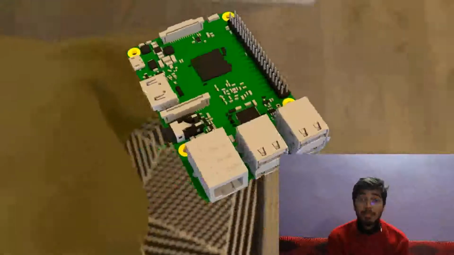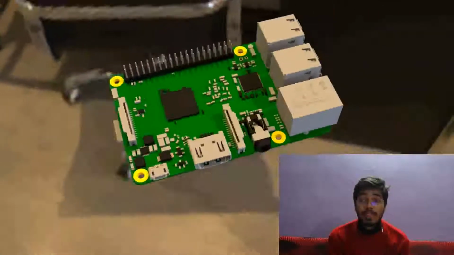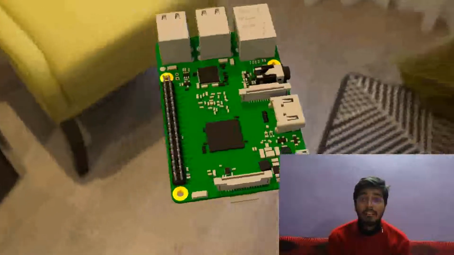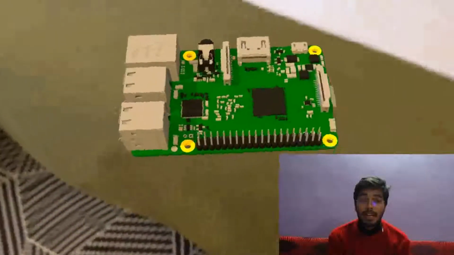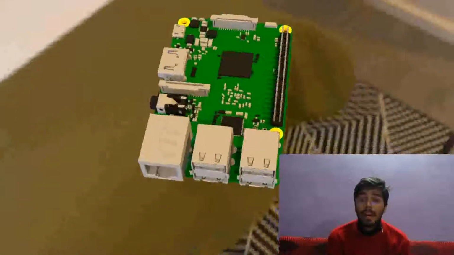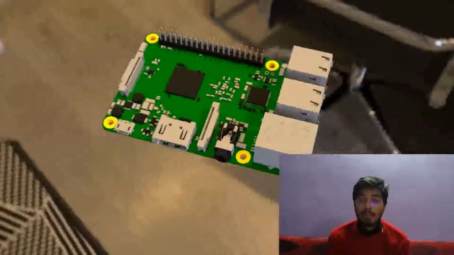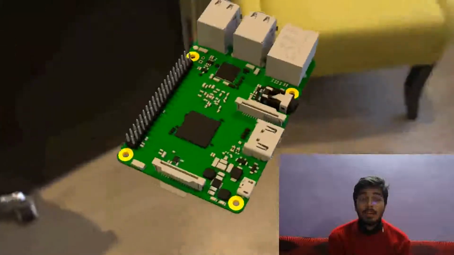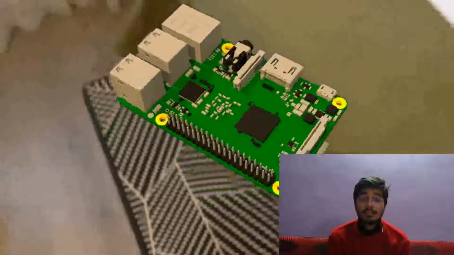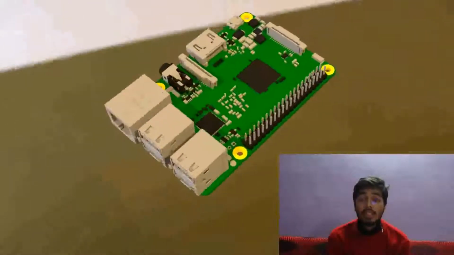Hello everyone, today we'll be looking at the Raspberry Pi, which is the cheapest and the smallest computer one can afford. Raspberry Pi, as from its name, Pi, was developed using Python. It uses the open source Linux operating system distributions for its functioning.